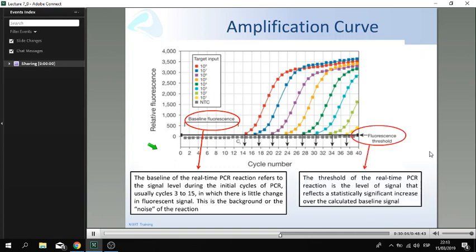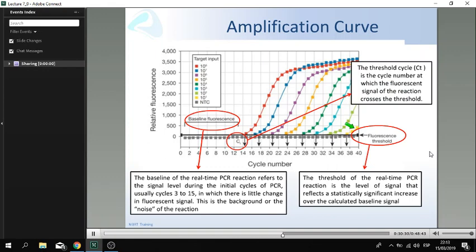So that's your baseline. Then we have a fluorescence threshold. Threshold is the level of signal that reflects a statistically significant increase over the calculated baseline signal. So it's basically telling us that after this amount of fluorescence, we are going to be able to distinguish between the signal and the noise. And then we also have the threshold cycle, or CT. CT is the cycle number at which the fluorescence signal of the reaction crosses the threshold. So it's basically telling you when your reaction starts to be positive, when you actually can measure something.